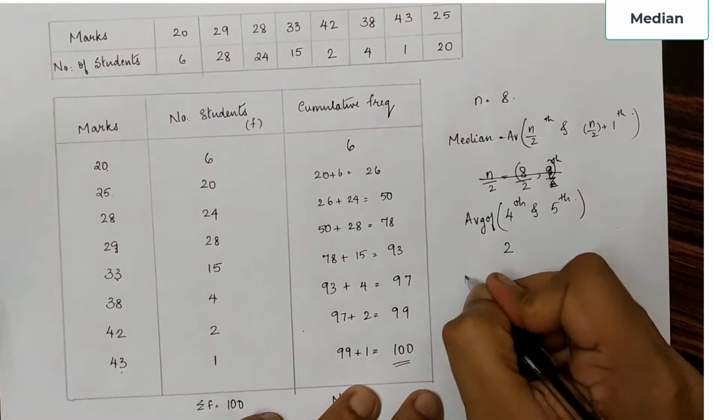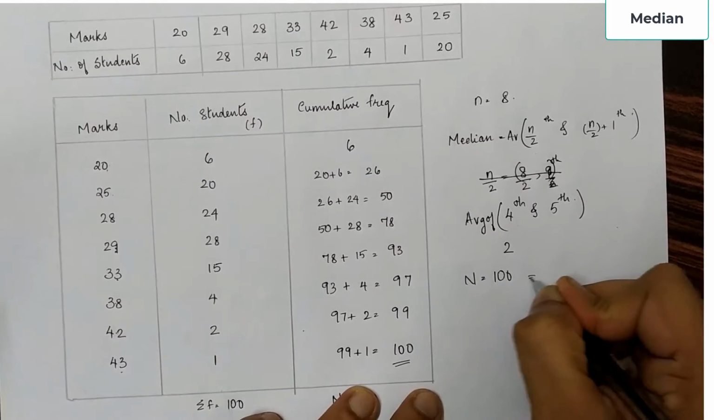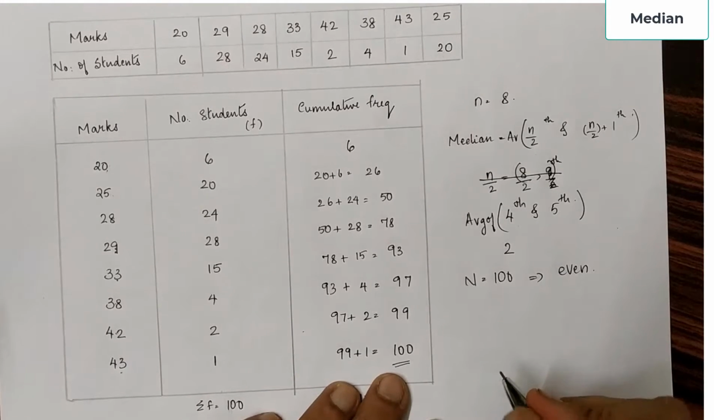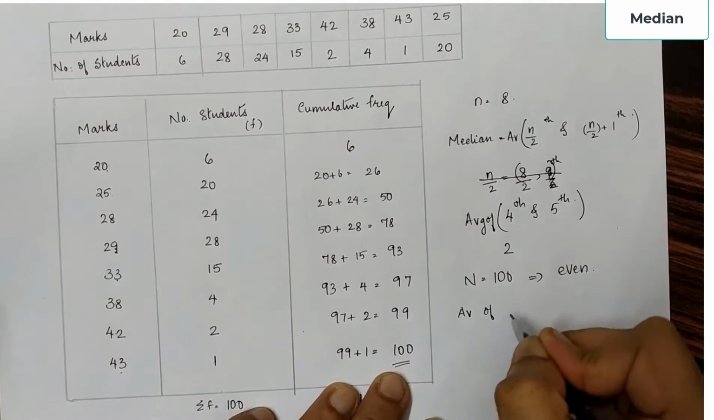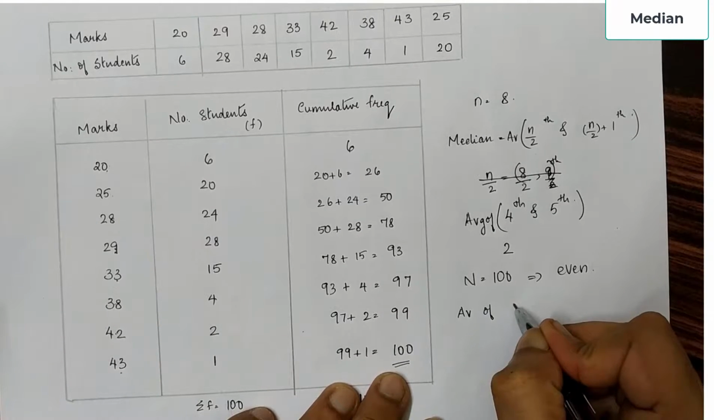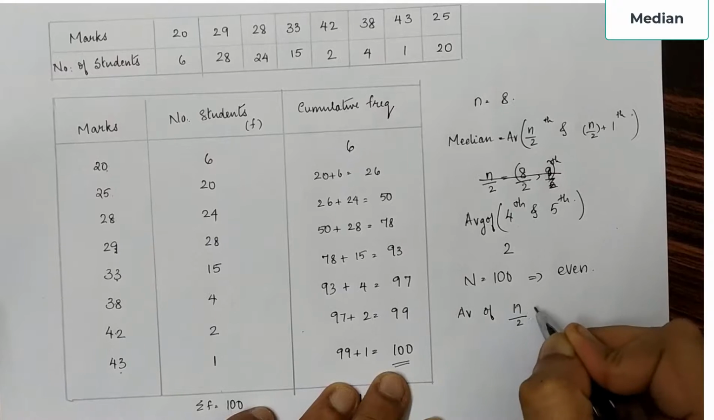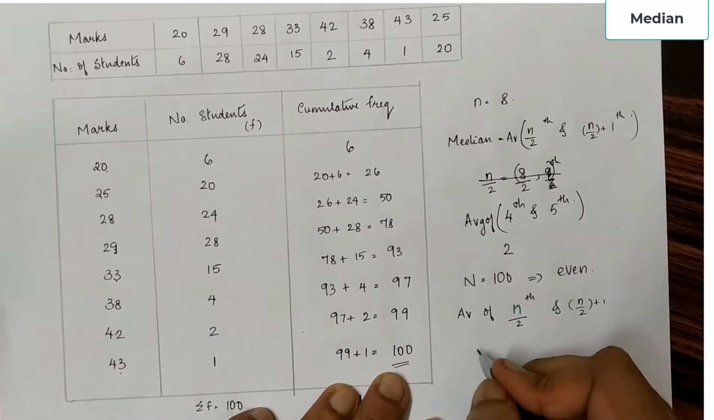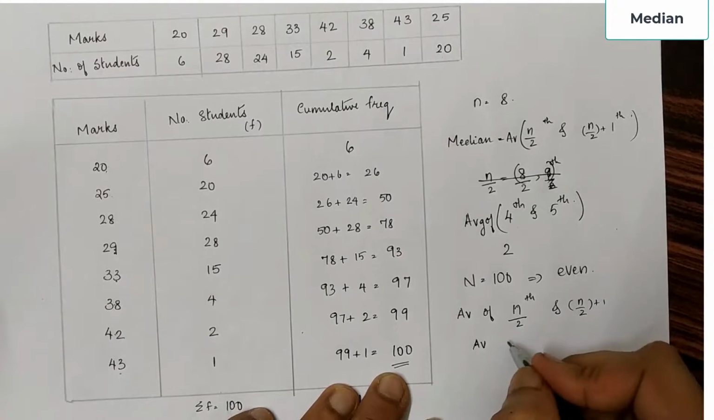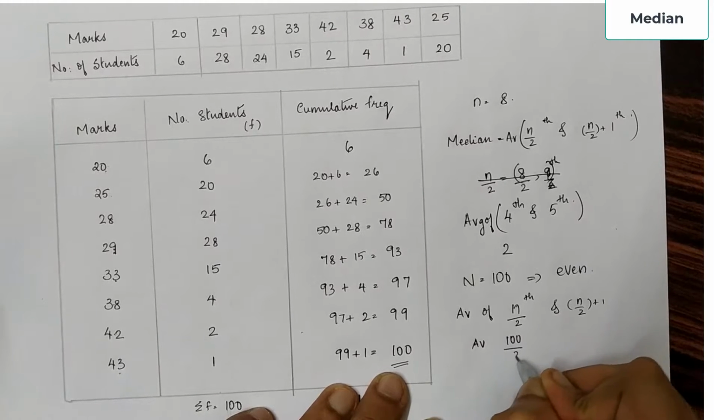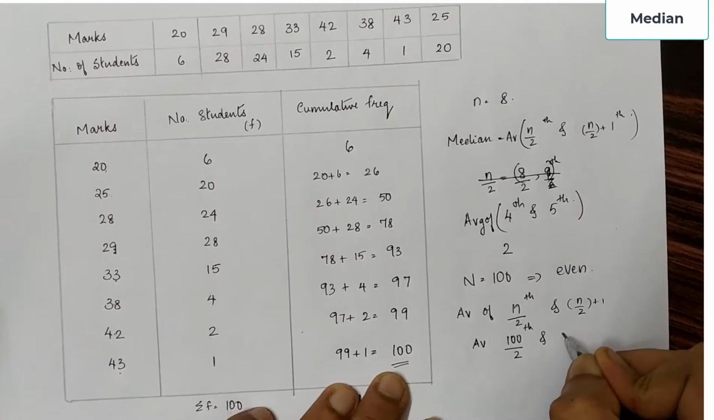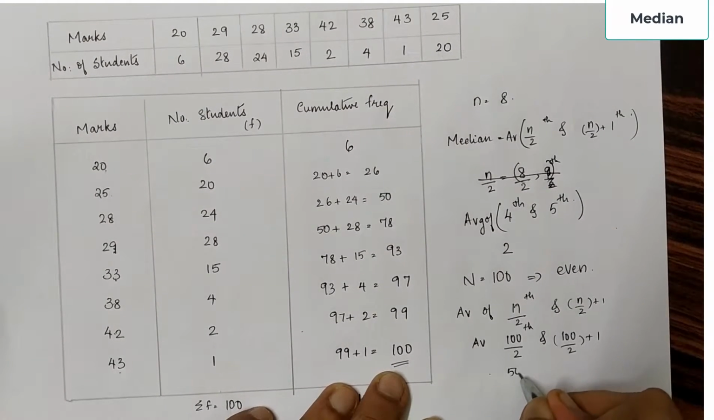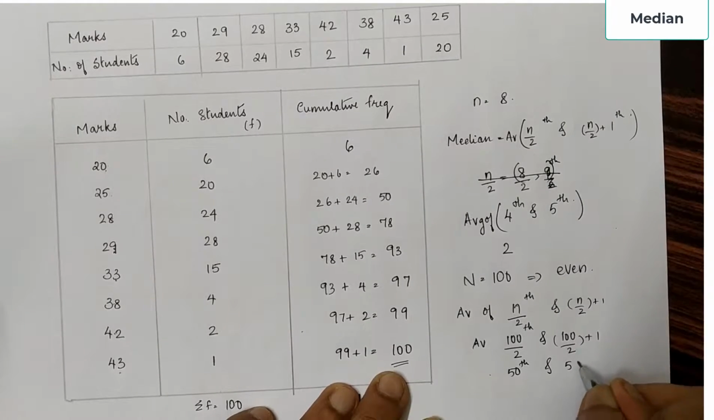Now we have N equal to 100. Since this is even, you calculate it as the average of the N by 2th item and the N by 2 plus 1th item. So it is the average of the 100 by 2th item and 100 by 2 plus 1. So that is the 50th and 51st.